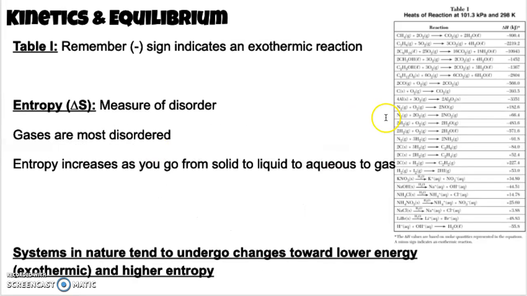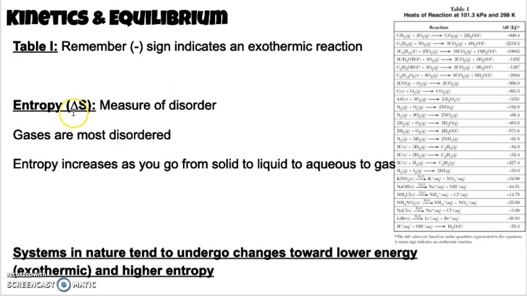Next, in kinetics, we use table I. It has all different delta H values. Remember, a negative delta H means it's an exothermic reaction. And we use the coefficients to explain how many moles of a certain chemical will release or absorb a certain amount of energy, according to table I.